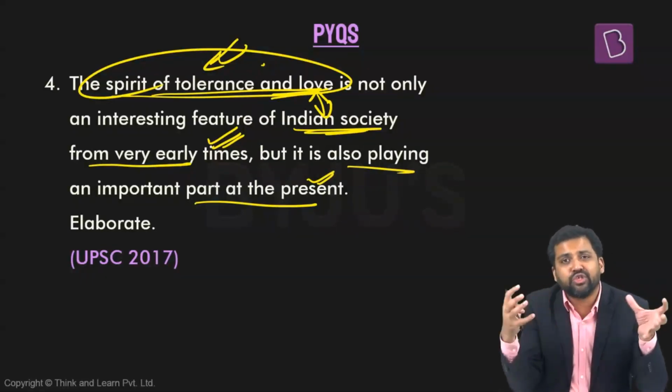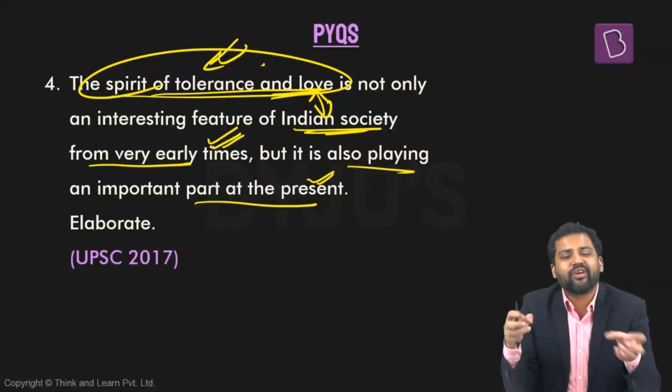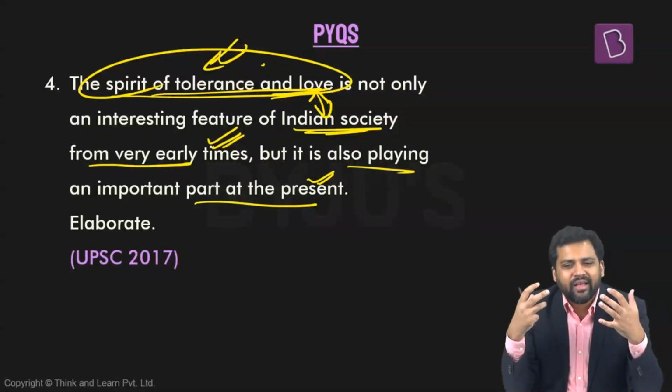How at different points of time we have welcomed refugees from different parts of the world. Tolerance and love. So all these things will go hand in hand, right? Then only you'll be able to answer this question. So again, sometimes you have these broader kinds of questions which are linked with multiple parts of the syllabus. How do you answer it? You can only answer it if you're able to connect things together.